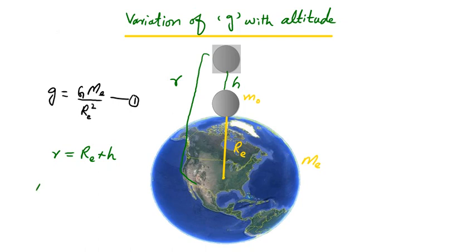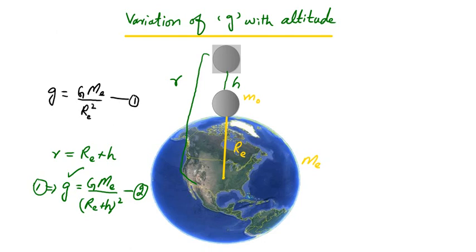So equation 1 can be written as g will be equal to G, capital G, which is a constant value, mass of the earth, which is constant in this situation. Only the distance varies between them, which can be written as RE plus H and whole square. So this equation can tell us that the gravitational strength varies with respect to height.